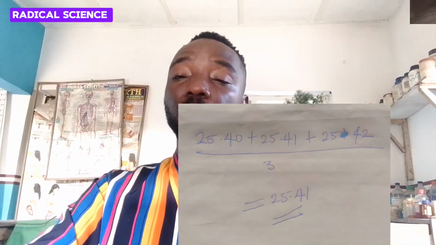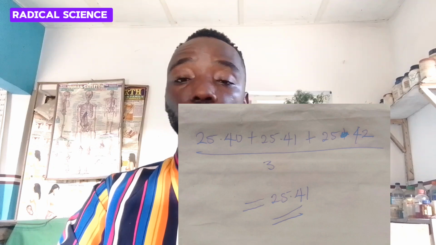Now the second question here says calculate the average titre volume. For you to calculate the average titre volume, all you need to do is add up all the volumes of the acid and divide by 3. So let's add them up. We have 25.40 plus 25.41 plus 25.42 divided by 3. Now when you divide it by 3, it will give you 25.41. So that becomes your average titre volume.